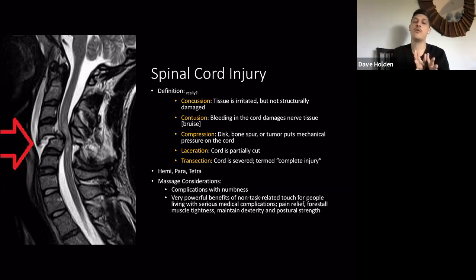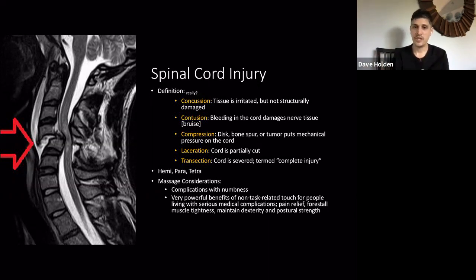And we can start with the best. I mean, if you have to have one, yes, the one you want, a concussion. If you have to have some kind of impact, you want a concussion. The tissue is irritated, it's angry, it hurts, but it's not structurally damaged. It's sore from the impact, but it will recover, it will be fine.